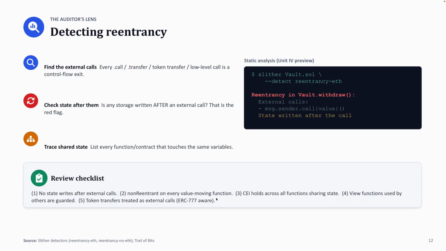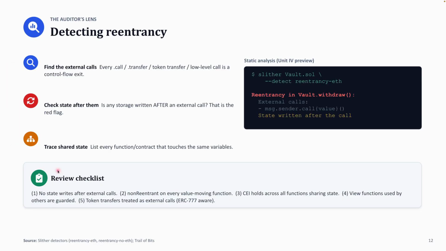How to detect reentrancy from the auditor's lens? First and foremost, find all the external calls, such as .call, .transfer, token transfer, or low-level call. Then check state after them. Is any storage written after an external call? If yes, that becomes your red flag. Trace the shared state. List every function or contract that touches the same variable. This is how you detect reentrancy in a smart contract.